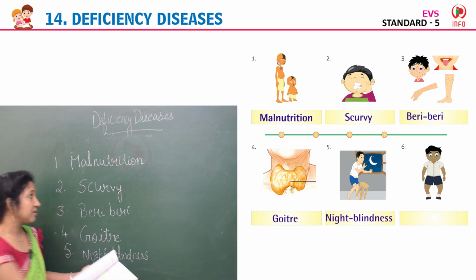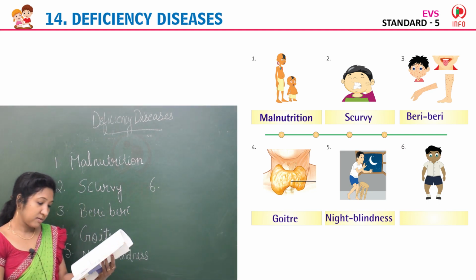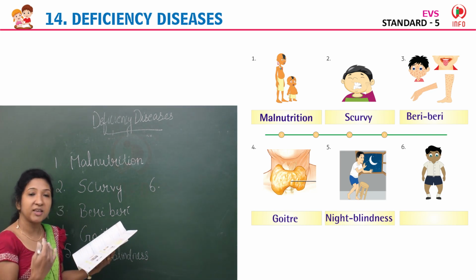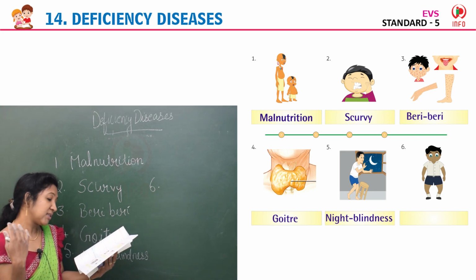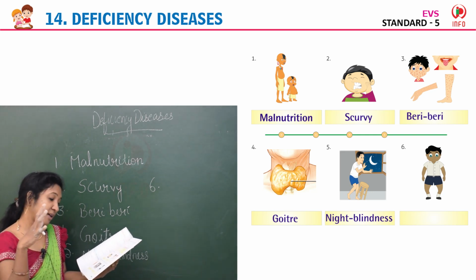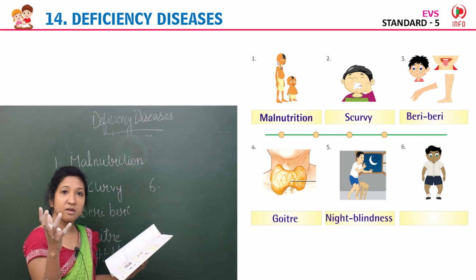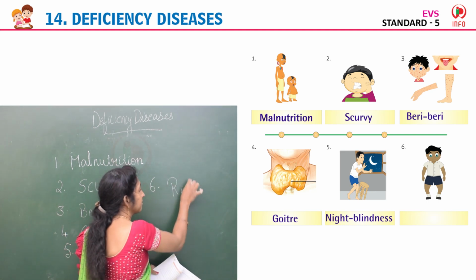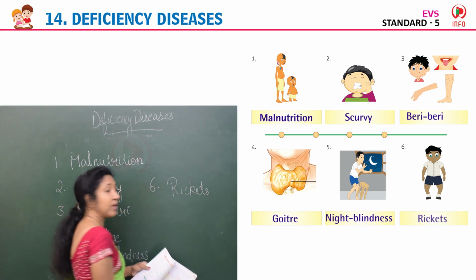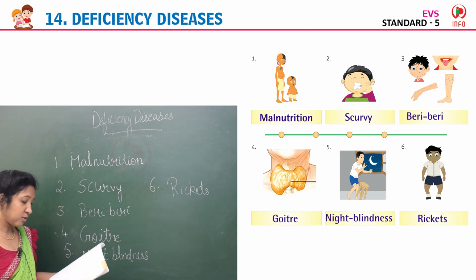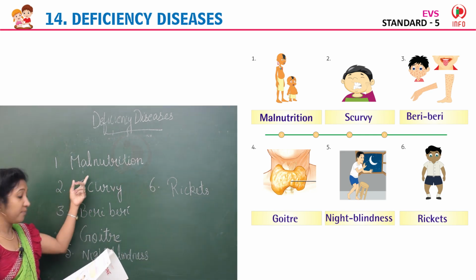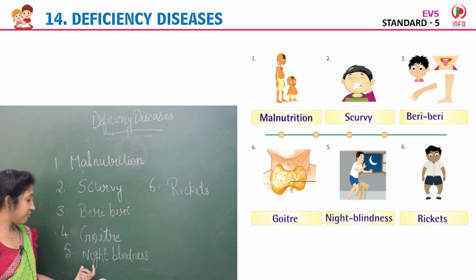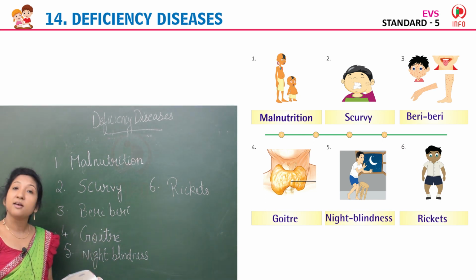Now last one, sixth one. See the legs of that boy, it became which shape? Curved shaped or bow shaped we can say. So by being affected with which disease do we get our legs curved? Which disease is that? Yes, rickets. Okay, finished. So first image is malnutrition, second is scurvy, third is beriberi, fourth is goiter, fifth is night blindness and last one is rickets.